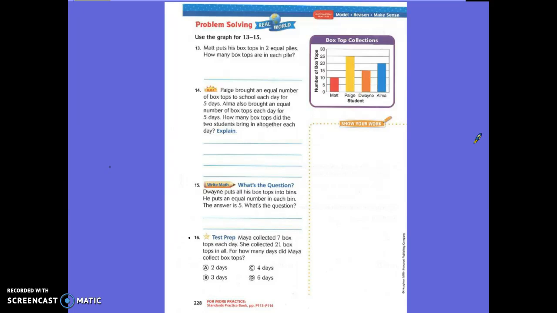Okay, now let's look at what name we are supposed to be looking at in this bar graph. Matt. Okay, what does it say about Matt? Matt has 10 box tops. Okay, and then what did they say about Matt, guys? He put his box tops into 2 equal piles. So you can work this out however you need to, and then you write the answer on the line. I'll give you some time.